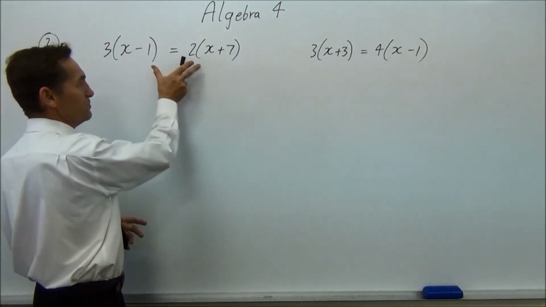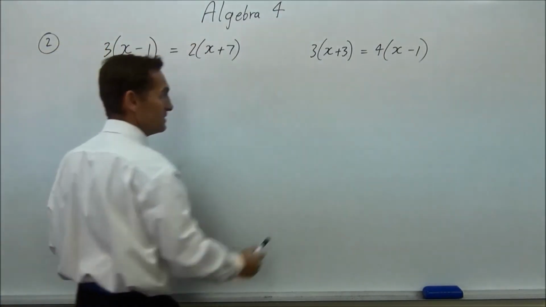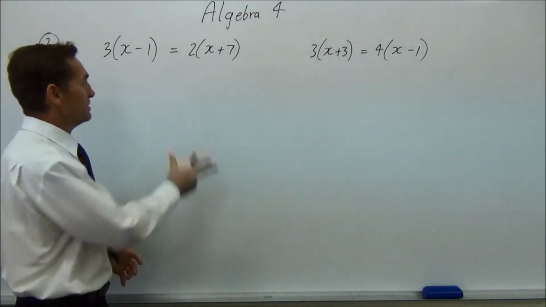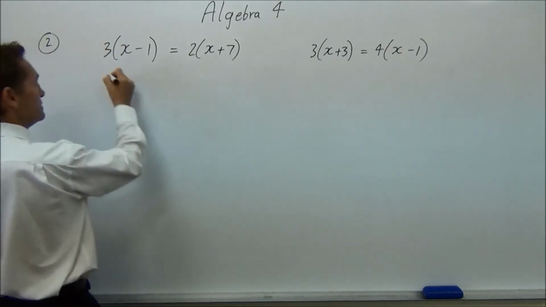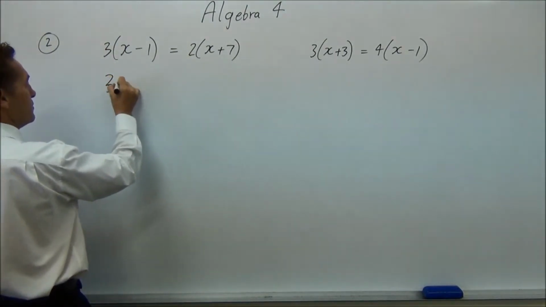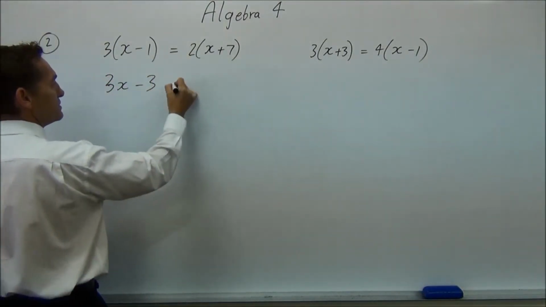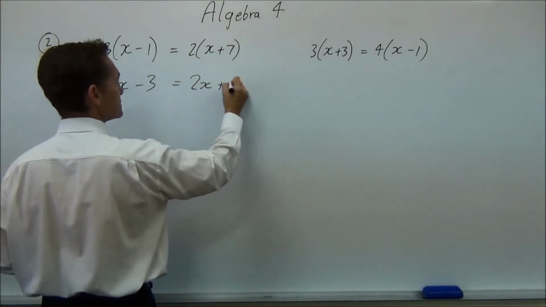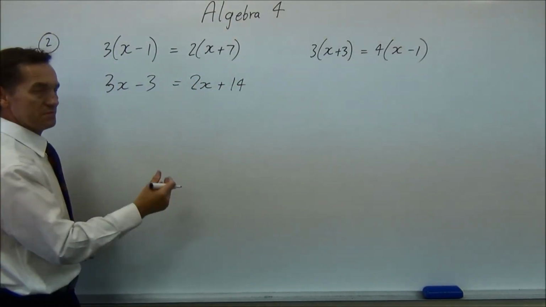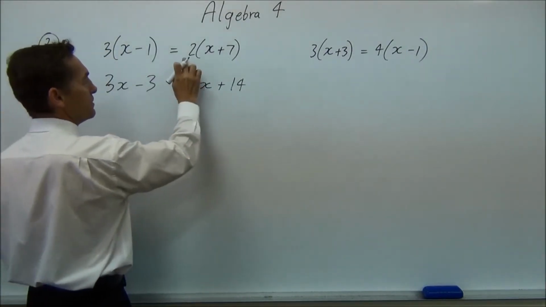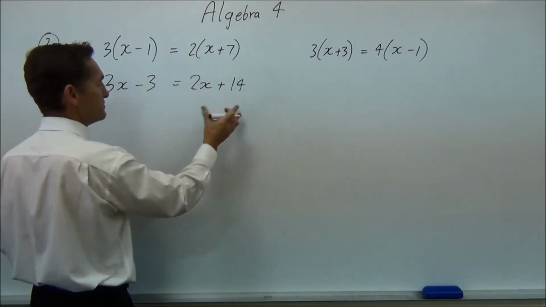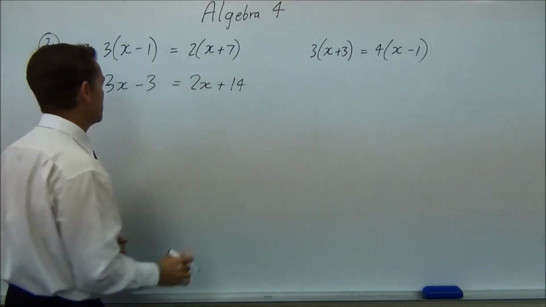So in this one, I've put in brackets. Okay? First thing you should do if you get a question like this is expand the brackets on both sides. So you would get 3x minus 3 equals 2x plus 14. Straight distribute. 3 times x, 3 times 3, 3 times 1, 2 times x, 2 times 7. Should be straightforward for you.